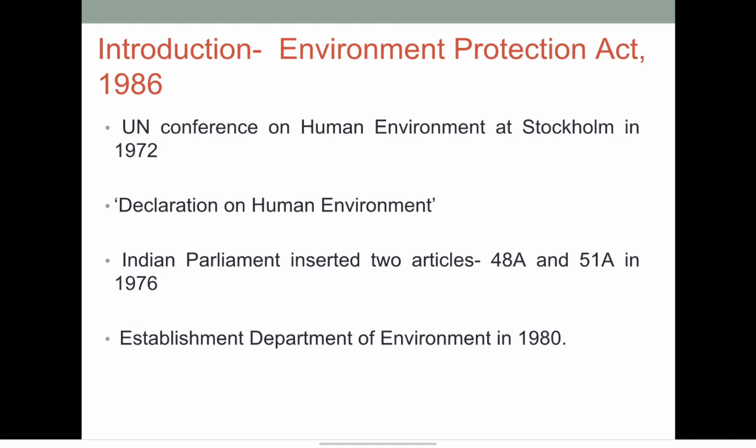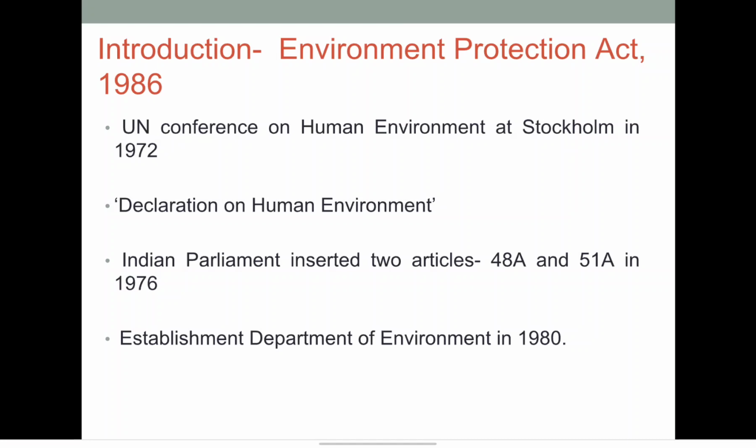And this conference further resulted in creation of United Nations Environment Program. You all must be aware of this, okay. So the UN Conference on Human Environment at Stockholm in 1972 was responsible for placing the environmental issue at the forefront, and then subsequently in the year 1986 Indian Parliament enacted the Environment Protection Act under Article 253 to give effect to this international agreement, which is Declaration on Human Environment.